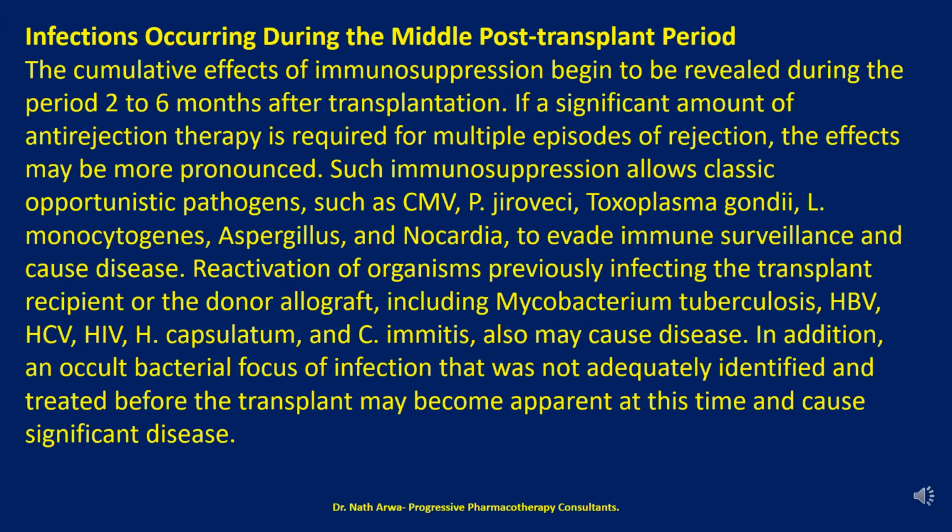We will now discuss infections occurring during the middle post-transplant period. The cumulative effects of immunosuppression begin to be revealed during the period 2 to 6 months after transplantation. If a significant amount of anti-rejection therapy is required for multiple episodes of rejection, the effects may be more pronounced. Such immunosuppression allows classic opportunistic pathogens, such as CMV, Pneumocystis jirovecii, Toxoplasma gondii, Listeria monocytogenes, Aspergillus, and Nocardia, to evade immune surveillance and cause disease.